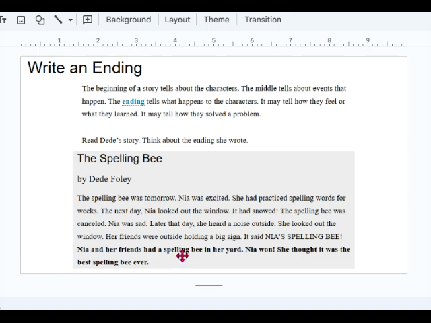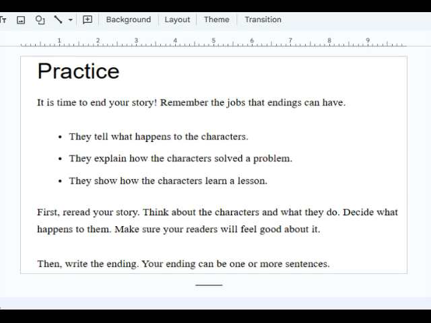So just these bolded words down here at the beginning, this is the ending of her story. It wraps it up, it finishes it, and completes it. It is time to end your story. Remember the jobs the endings can have. They tell what happens to the characters. They explain how the characters solved a problem. They show how the characters learn a lesson.